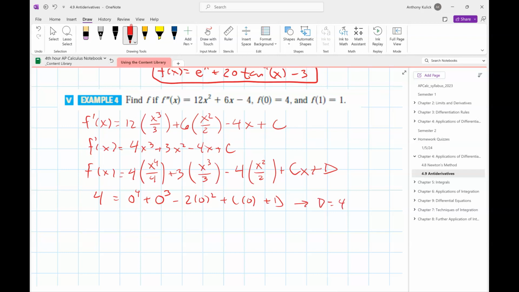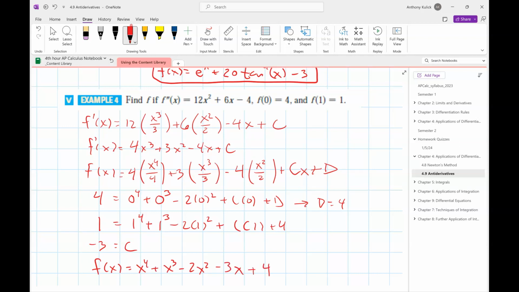That's lovely. Because now if I plug in the other one, I get 1 is equal to 1 to the 4th, plus 1 to the 3rd, minus 2 times 1 squared, plus c times 1 plus 4. So if I move that all over to the other side, I get negative 3 for c. So my answer should be x to the 4th plus x to the 3rd minus 2x squared minus 3x plus 4.